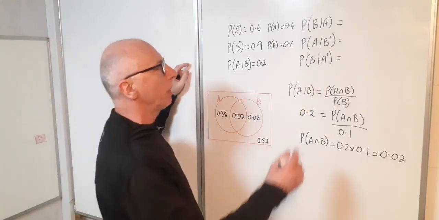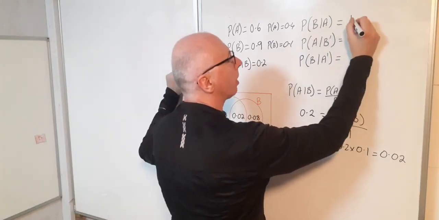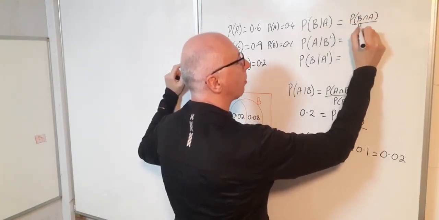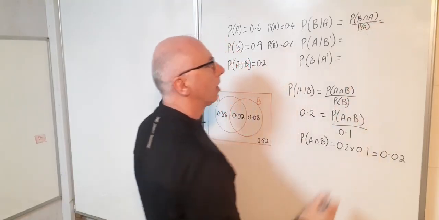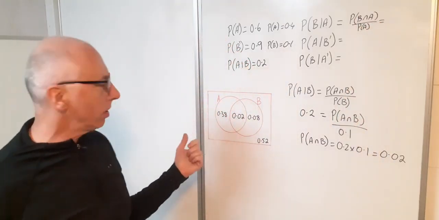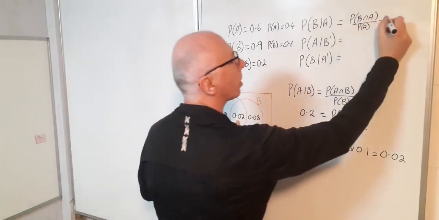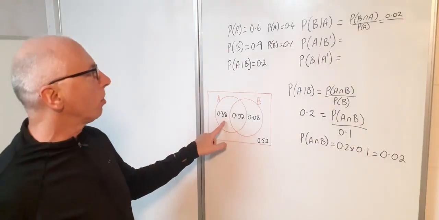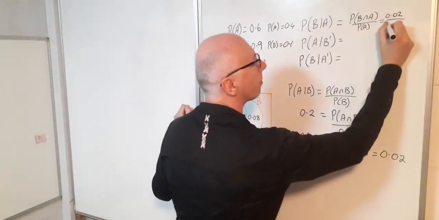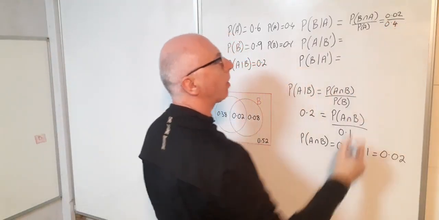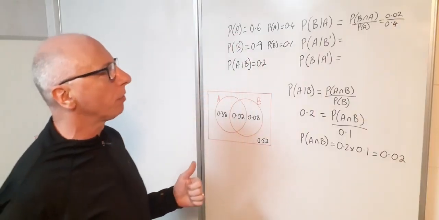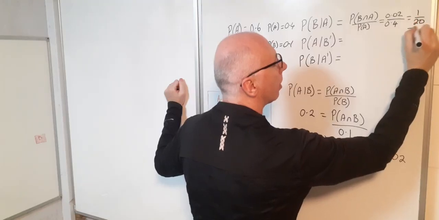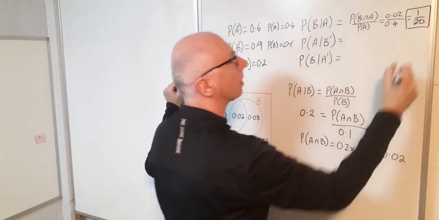So probability of B given A has already happened. Formula for that would be probability of B intersection A over probability of A, while B intersection A is the same as A intersection B, so that's 0.02. And probability of A is 0.4 altogether. So if I was to do 0.02 divided by 0.4, I'll get 1 over 20. And that will be that one calculated.